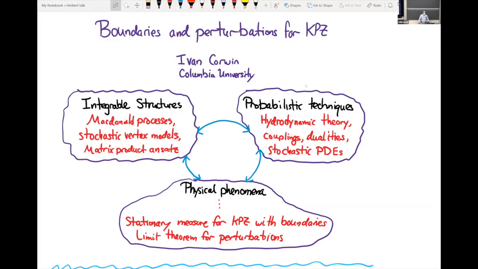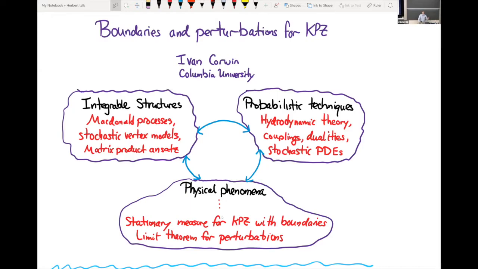Probably mostly talk about boundaries. I don't think I'll get around to perturbations. Maybe I'll say a drop. But the basic message that I will try to get across in this talk is that there's a nice interplay between integrable structures, so things like McDonald processes or vertex models, also matrix product ansatz, and probabilistic techniques, and that by combining these two, you can gain some knowledge about physical phenomena that you would not really get from either alone. The physical phenomena that I'll focus on primarily is understanding, as roughly the theme of this workshop, the stationary measures or invariant measures. But I'll be looking at a stochastic system with boundaries.